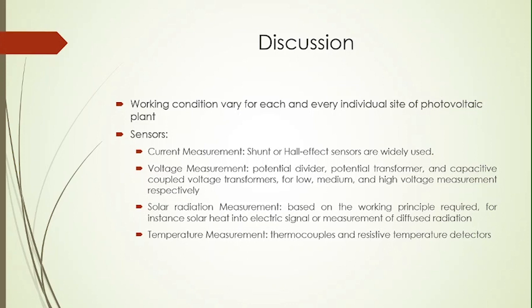Solar radiation sensors are used based on the working principle required, such as conversion of solar heat into electric signal or measurement of diffused radiation, etc. And lastly, for the temperature measurement of modules or the ambient air temperature on site of the plant, thermocouples and resistive temperature detectors are examples of widely used sensors. Thermocouples have a tendency of inaccuracy and non-linearity with temperature, whereas resistive temperature detectors have high accuracy and they vary linearly.